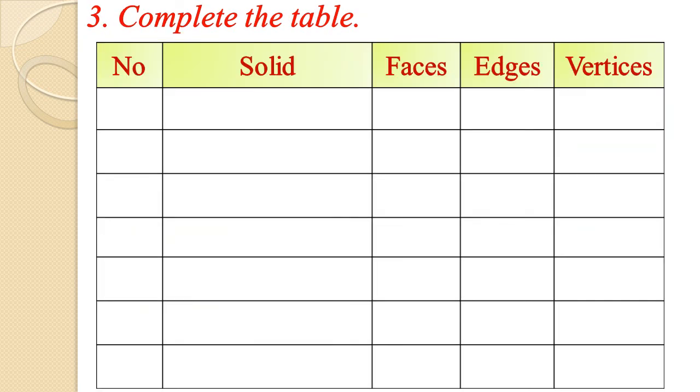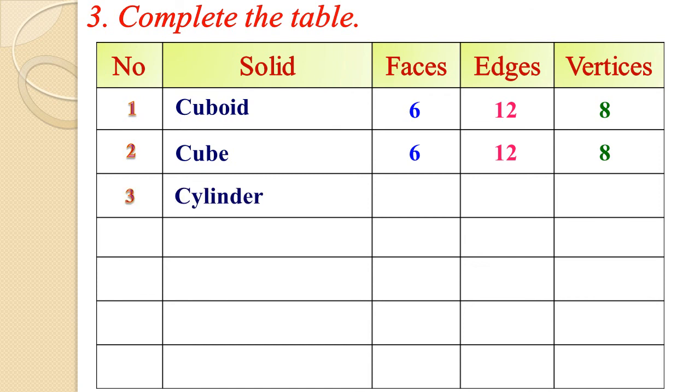Third problem, complete the table. First given solid name is cuboid. So cuboid has 6 faces, 12 edges and 8 vertices. Second one, cube. Cube has 6 faces, 12 edges and 8 vertices. Third one, cylinder. Cylinder has 3 faces, 2 edges and it has no vertex. Fourth one, cone. Cone has 2 faces, 1 edge and 1 vertex.